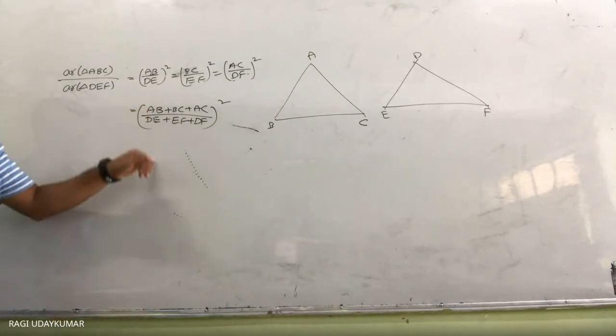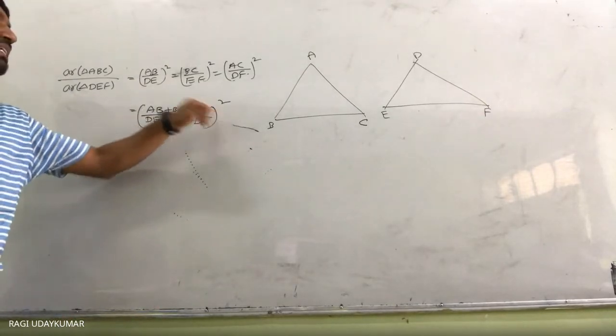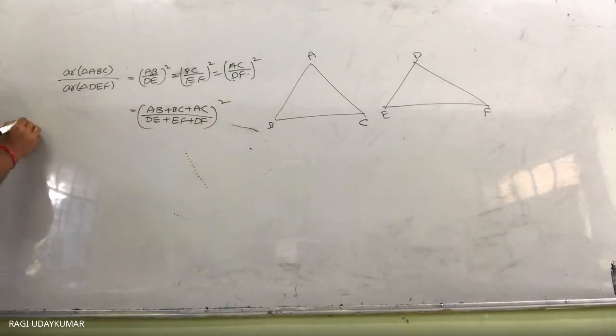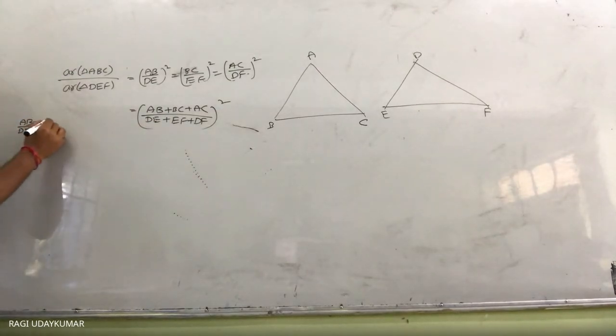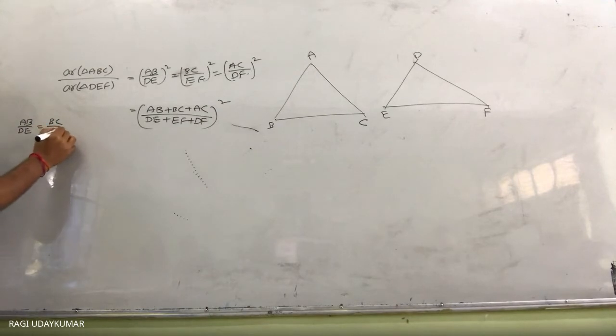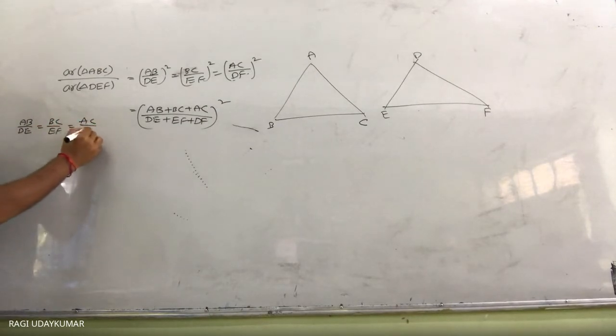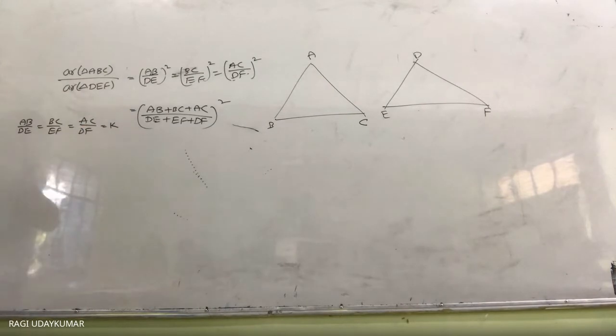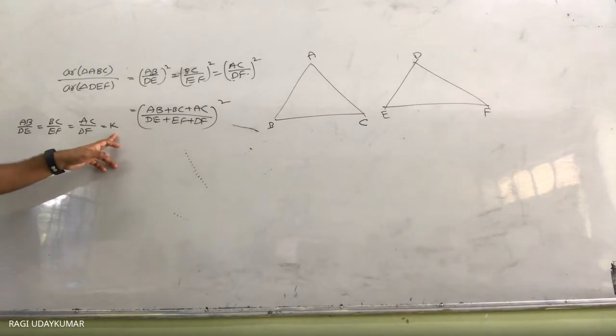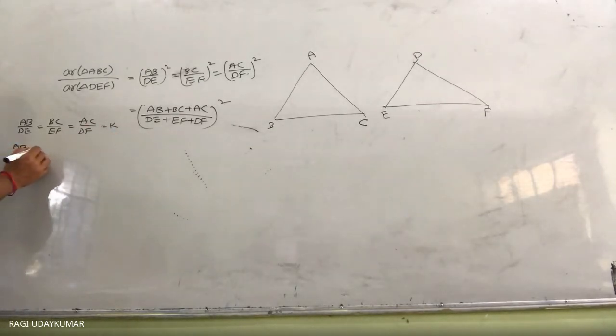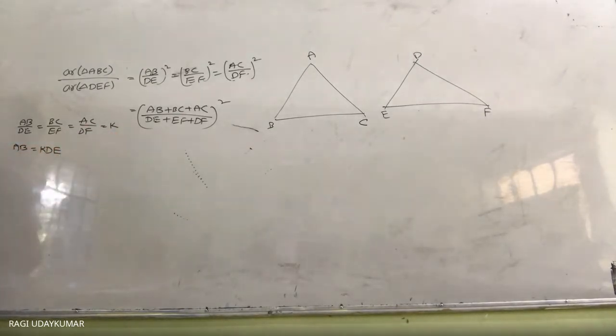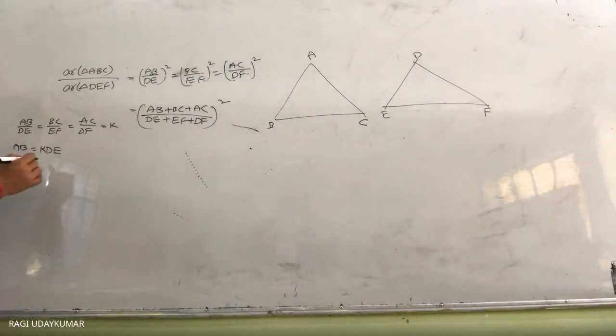To prove it, what we need to take here is AB plus BC plus AC. If these two triangles are similar, it means AB by DE is equal to BC by EF is equal to AC by DF, which is equal to some constant. K I am taking. Can I take K? So you can write AB is equal to K into DE, BC is equal to K into EF, AC is equal to K into DF.